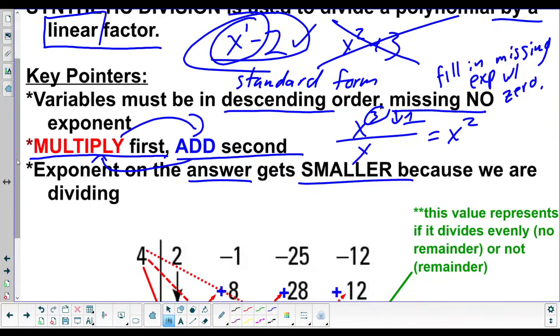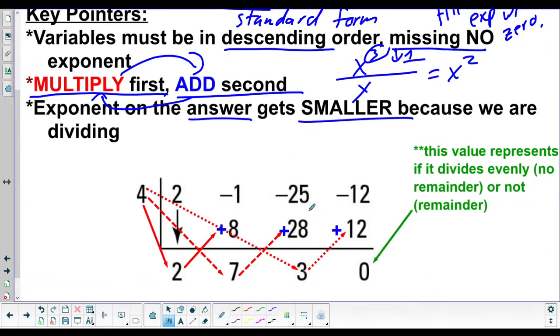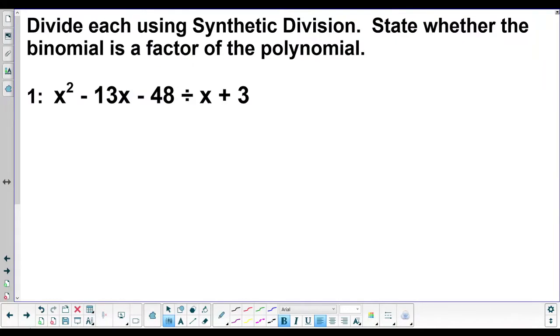Okay. This is an example. I'm not going to go over it because I'm just going to show you a real example. So let's go look at an example. All right. So we're going to divide x squared minus 13x minus 48 by x plus 3. And we're going to state whether the binomial is a factor of the polynomial. So first, let's do the synthetic division, and then we'll talk about what it means to be a factor of the polynomial and how you can tell. Okay?